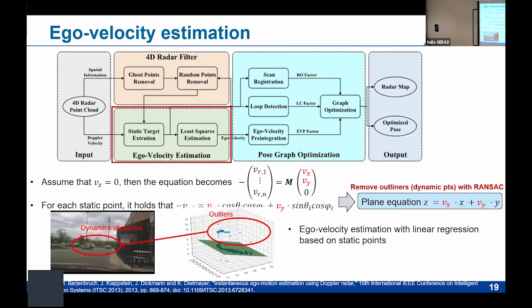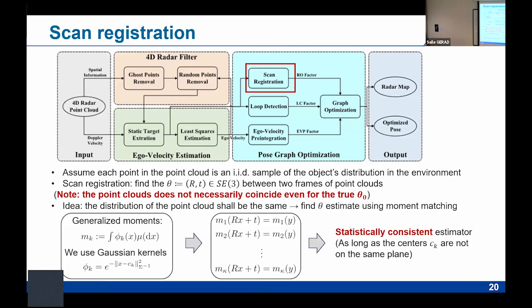For example, you can see the car here. You do a plane fitting, and it shows up as an outlier. But this is based on the assumption that most points that you see are static. So of course, with ego velocity estimation by linear regression based on these static points, you can easily get the velocity of your sensors. But then the problem is, can we do scan registration very well?